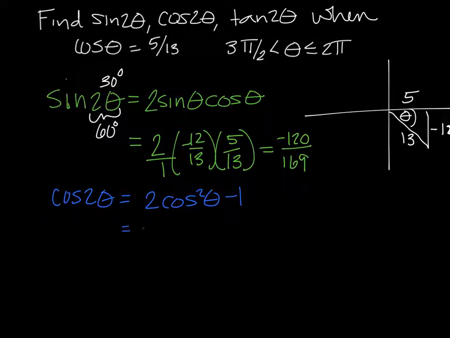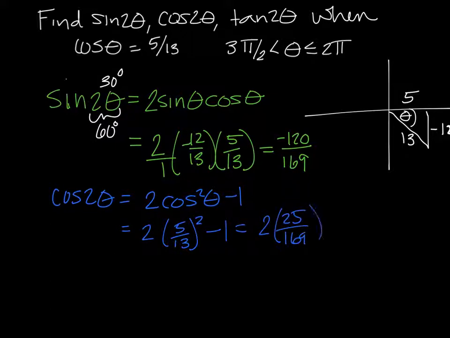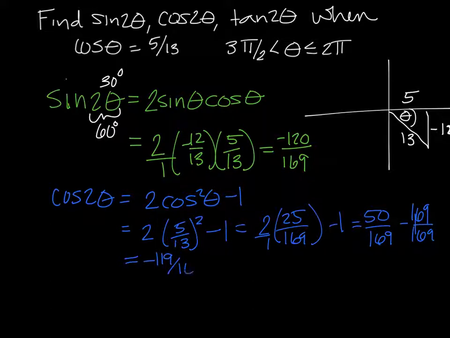So then we go ahead and plug in. Now cosine is 5 over 13, and it says that's squared, so I'll square that minus 1. And then we do our math. 2 times, if I square top and bottom, I get 25 over 169 minus 1. This is 2 over 1, so I get 50 over 169 minus 1. 1 is going to be a fraction of 169 over 169. And so I get the cosine of 2 theta then is, if I subtract that, negative 119 over 169. All right, so there's cosine.